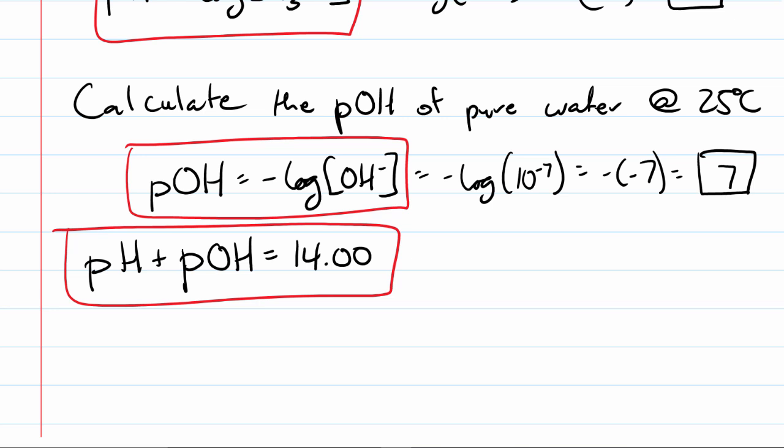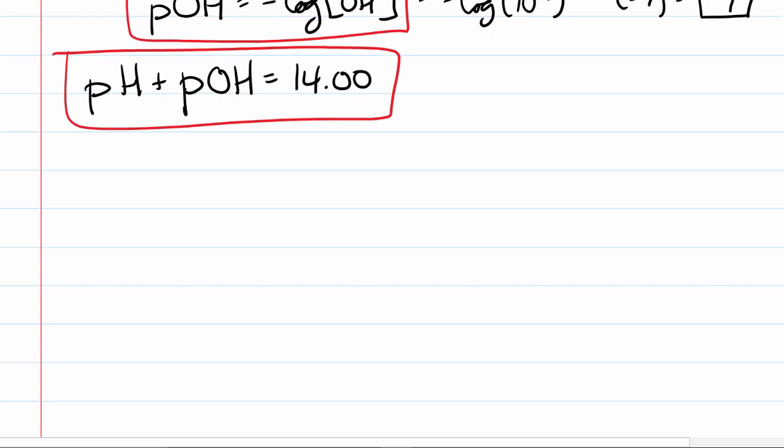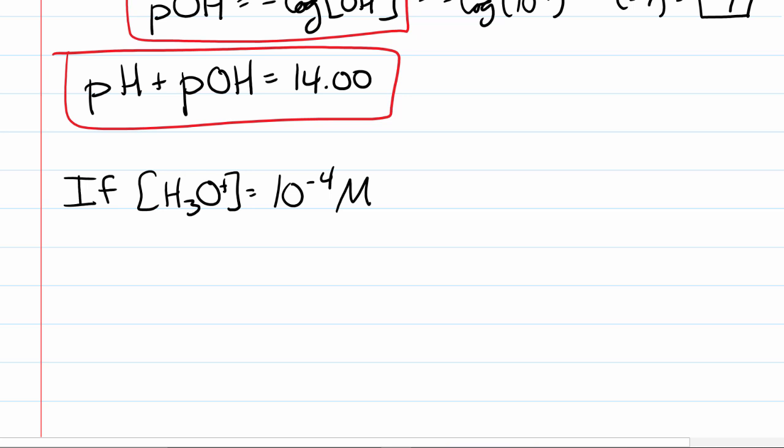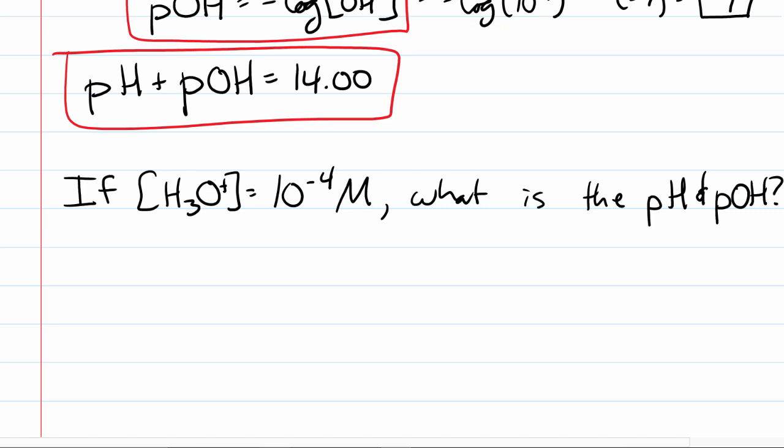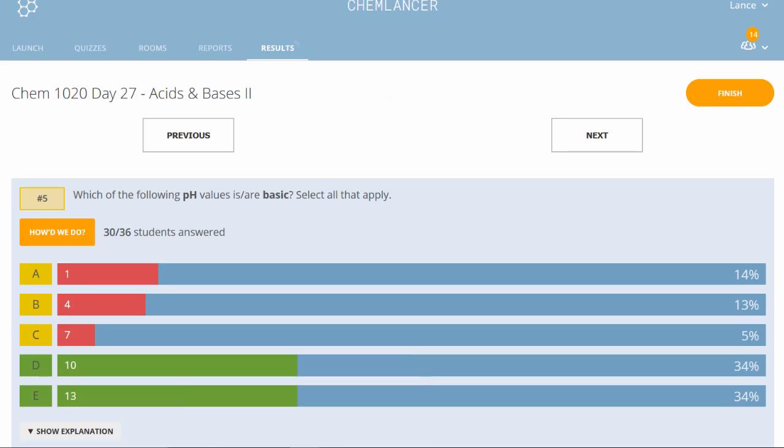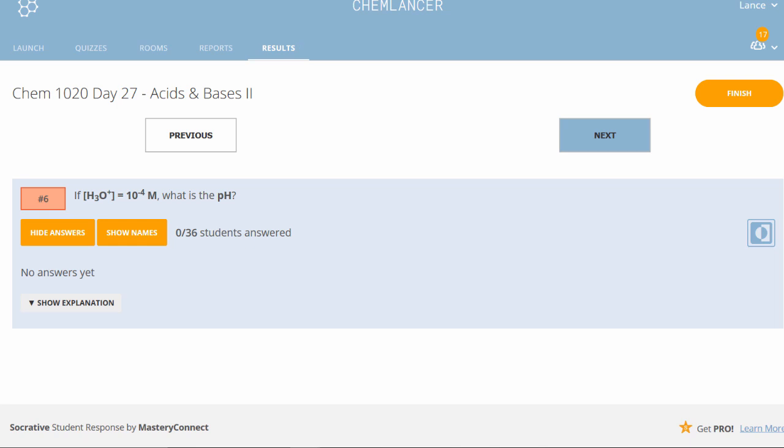So let's see what we now know. Let's say we have this example. We'd like to know if the hydronium ion concentration is equal to 10 to the negative 4th molar. And don't shout out the answer here, because these are the next two Socrative app questions. We'd like to know what is the pH and the pOH. What is the pH and the pOH? So we'll go ahead and put these up here. There we go.